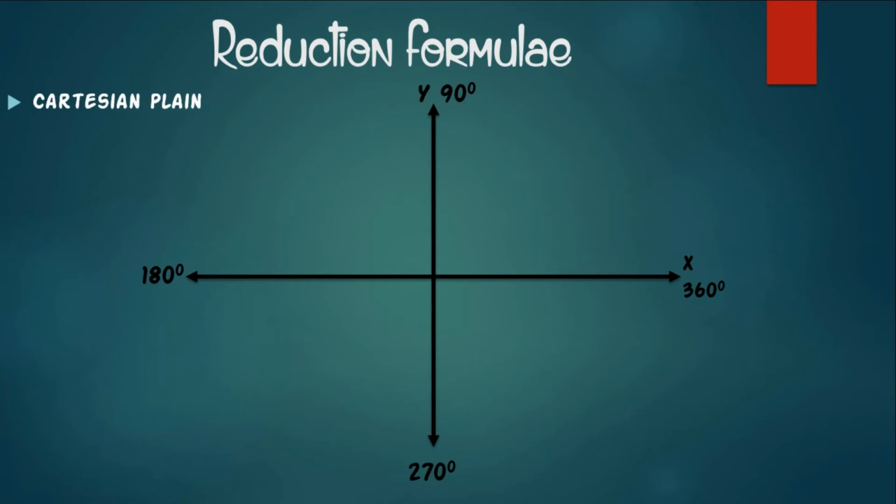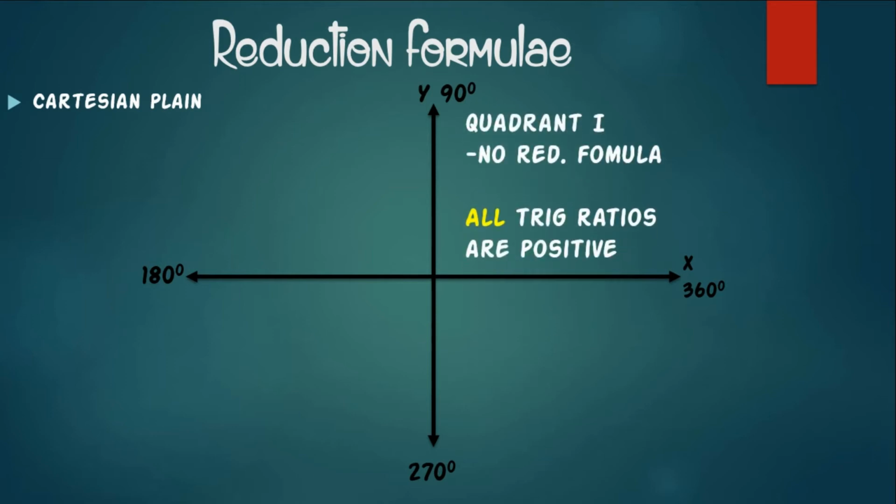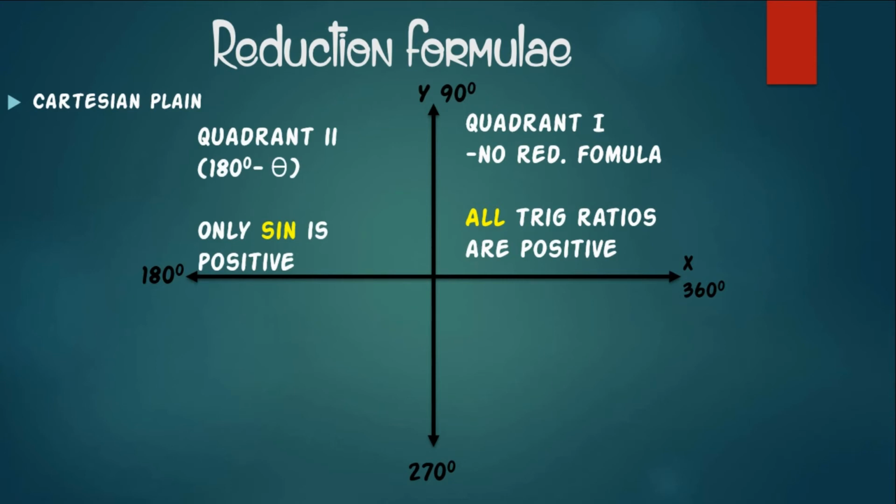Let's start. In quadrant number 1, there is no reduction formula. All trig ratios are positive, meaning in quadrant 1, sine, cos, and tan are positive. When we calculate those trig ratios on a Cartesian plane, they are all positive. But in quadrant 2, the reduction formula is 180 minus theta, and in quadrant 2 only sine is positive.